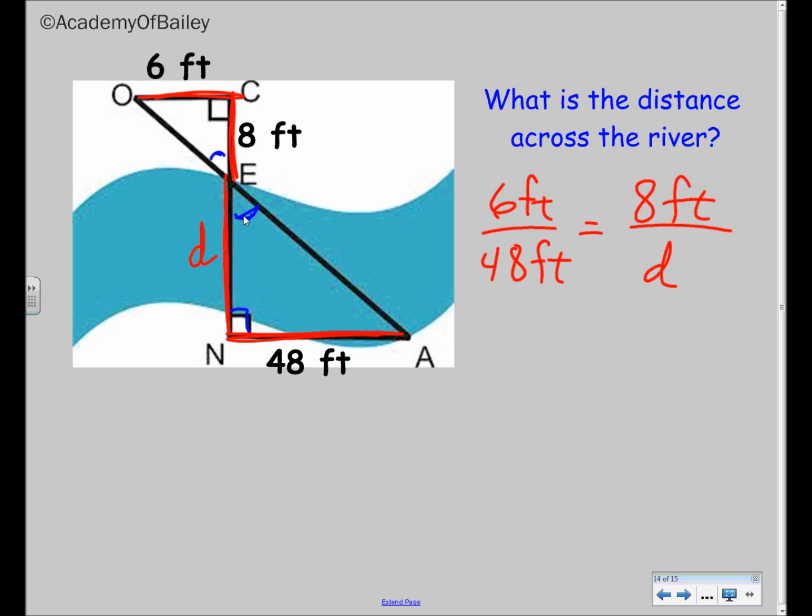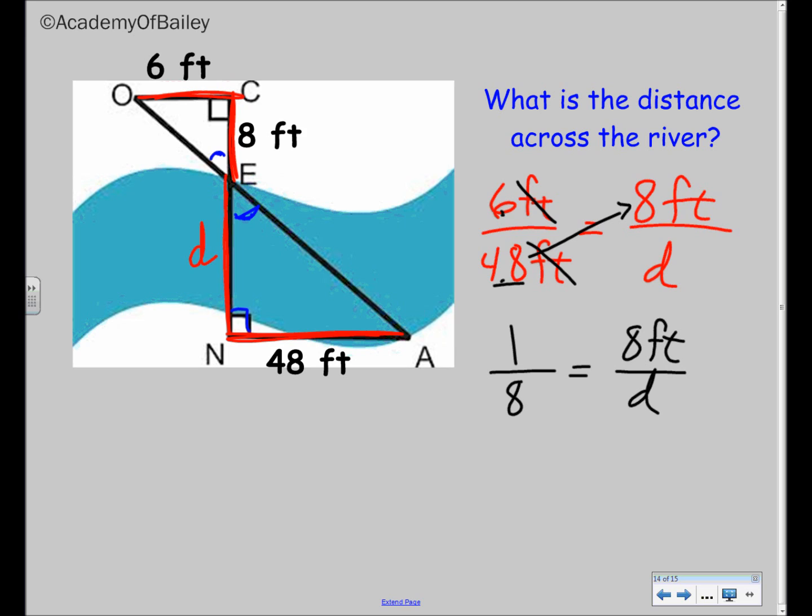Well, I want to do a little bit of reducing here. I see feet on the top and feet on the bottom. Cross those off. And how about 6 and 48? Well, I'm reducing each one by 6. So 6 goes into 6 once. And how many times does 6 go into 48? That is going to be 8 times. And I like the way this looks a little bit better than if I were to cross multiply 8 times 48. That's going to be a larger number than what we have now. 8 times 8.